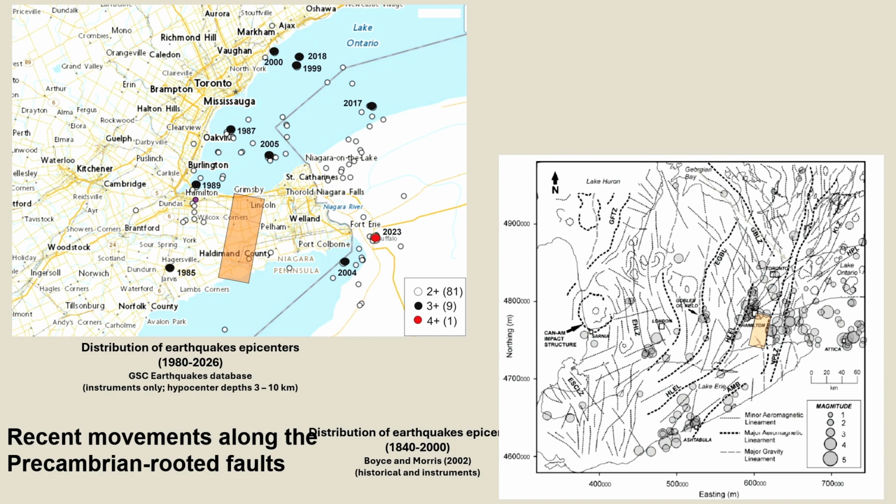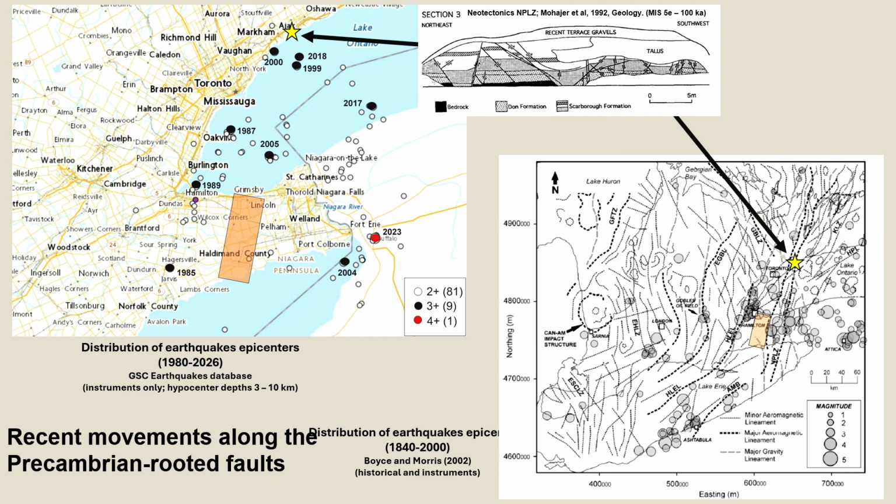To the left, this is a slide from the GSC, the Natural Resources Canada Earthquake Database, plotting only the events higher than 2 in magnitude from 1980 to today. What we see is that there are some significant events in this area, and all these events are associated with these faults that we see in the hydromagnetic domain.